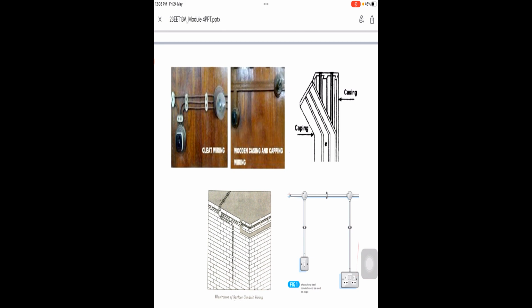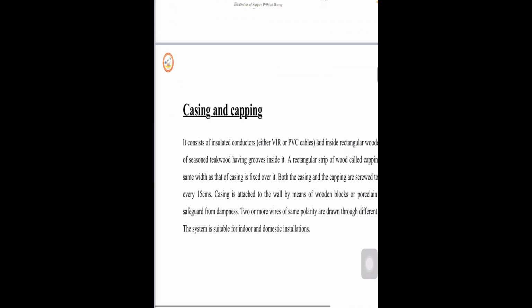Now cleat wiring is very simple, as you can see in the diagram. The wires are drawn on the wall or on wooden planks to protect from electrical shock and other things, and the three wires are interconnected with a switch and also plugged in between, as you can observe in the diagram. The second type of wiring is casing and capping.